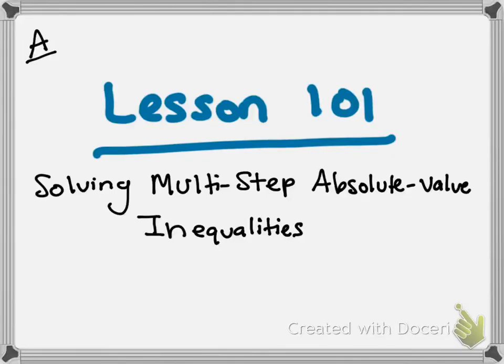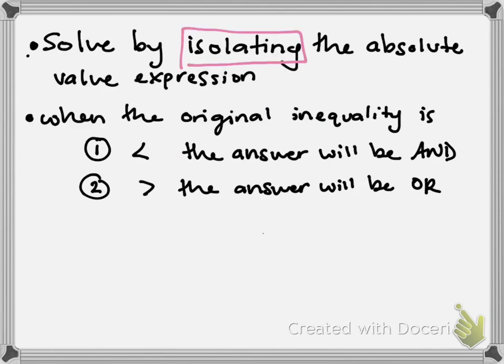It's called Solving Multi-Step Absolute Value Inequalities. So we are going to solve these by isolating the absolute value expression. If you'll remember, to isolate means to get something by itself. And so when we get an answer, we're going to have either ands or ors with our inequalities. When the original inequality is a less than or equal to sign, our answer is going to be an and. And when the original inequality is a greater than or equal to sign, our answer is going to be an or. That will make more sense in just a second.